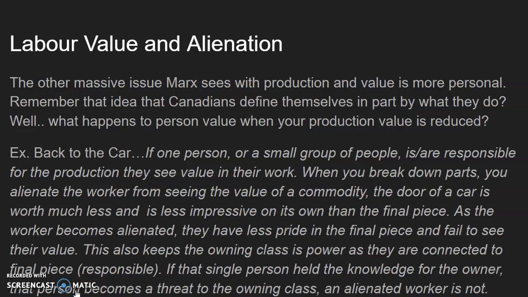As the worker then becomes alienated from the product, they have less pride in the final piece, fail to see their value. This is further going to keep the owning class in power as they're connected to the final piece or they're responsible for it. So even the worker sees the owner as more valuable because they're the one attached to the entire product.